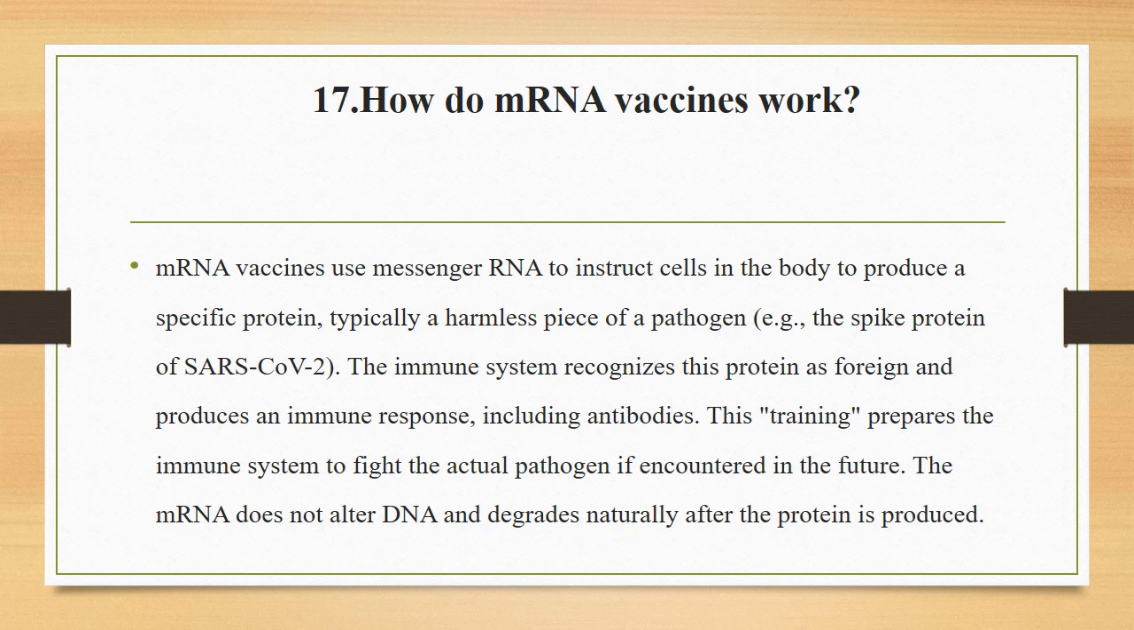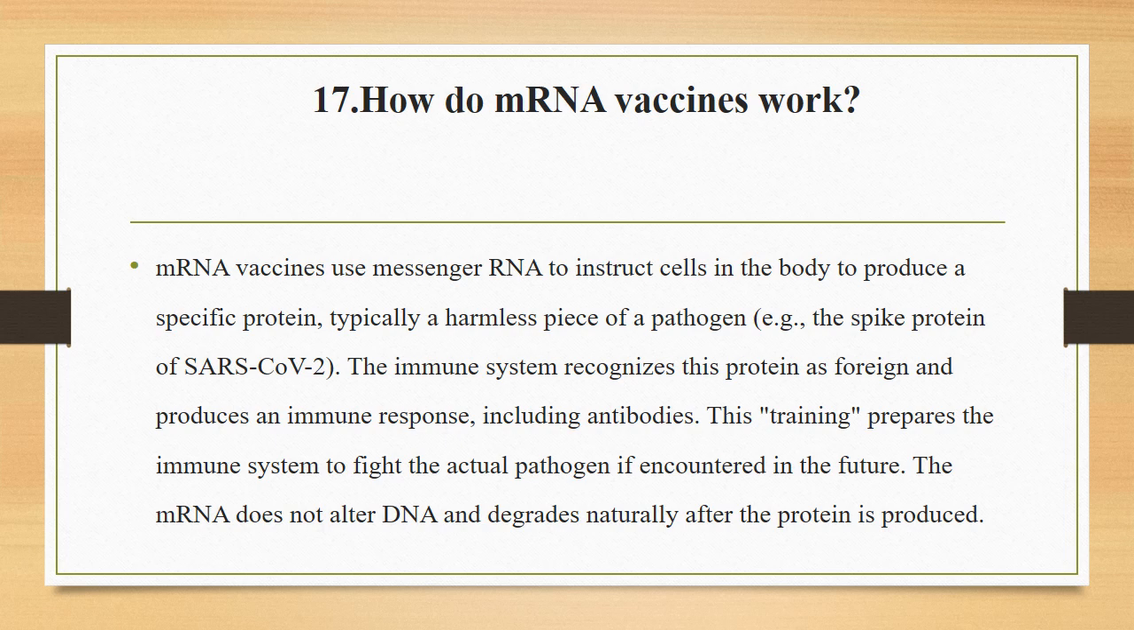The immune system recognizes that protein produced when the messenger RNA instructs the cells in the body. This protein is foreign and produces an immune response, including antibodies. This prepares the immune system to fight the actual pathogen if encountered in the future. So, as we know, when the immune system recognizes a foreign pathogen, it produces memory cells and plasma cells. The memory cells have the ability to recognize that pathogen when it comes in the future.